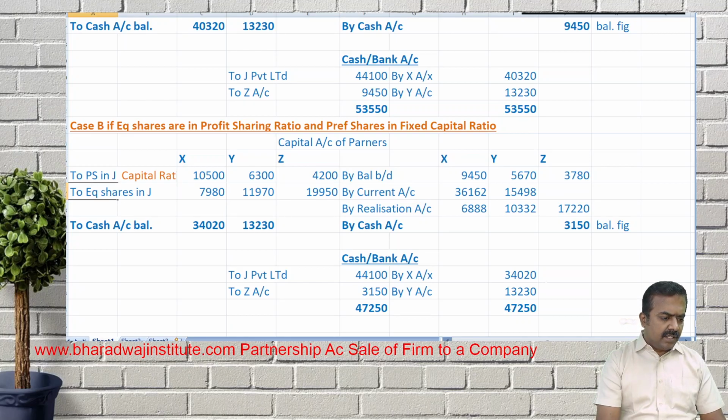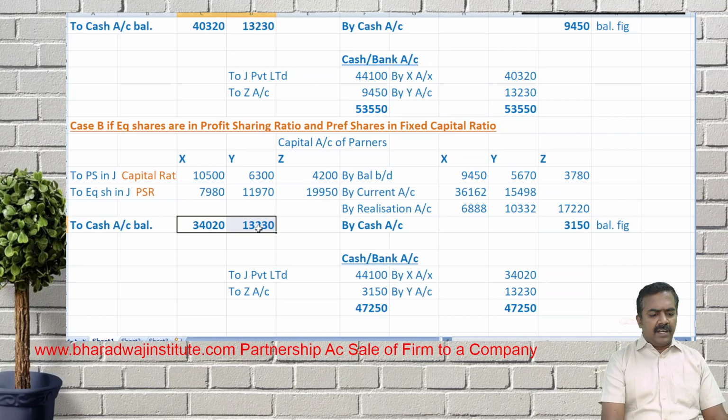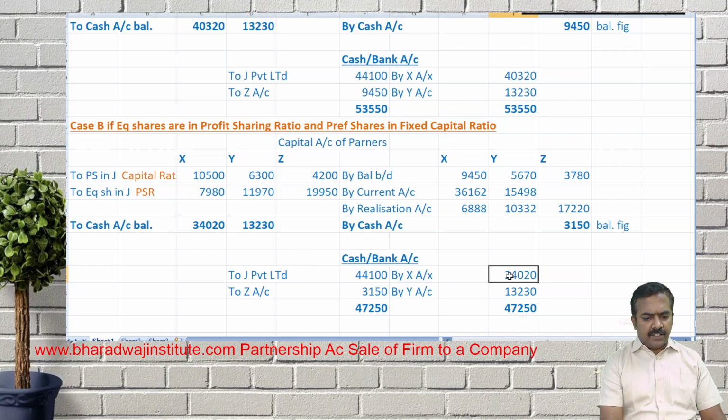Equity shares in J, then a ratio. Same ratio, profit sharing ratio. What is the profit sharing ratio? 2 is to 3 is to 5. Same as before. The balancing figure will change.